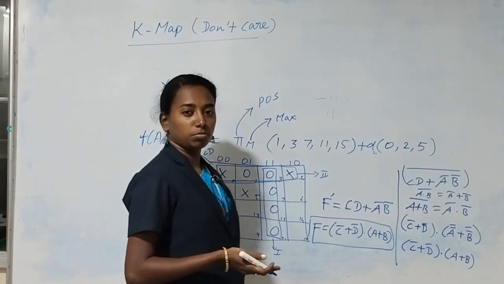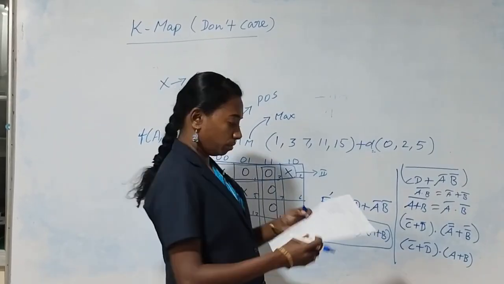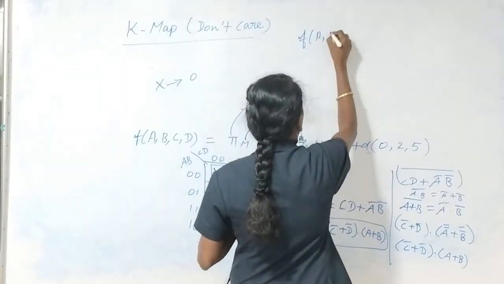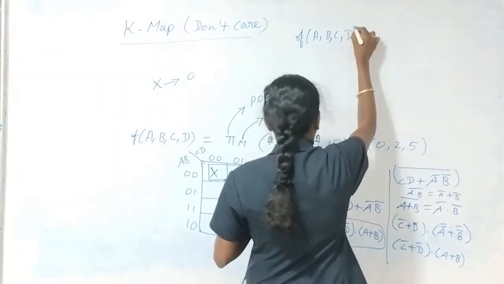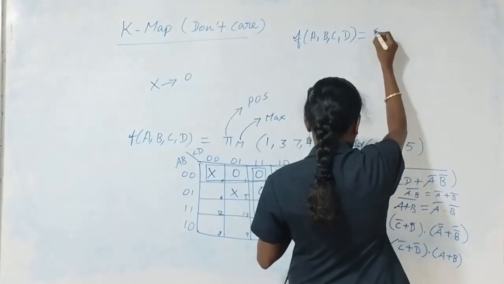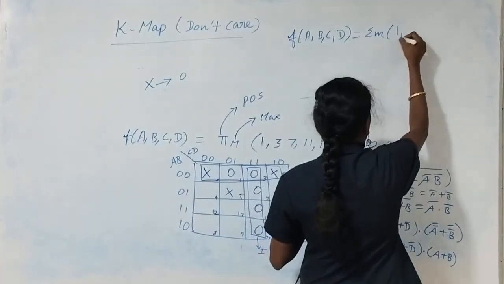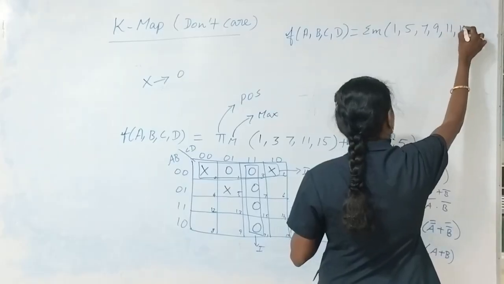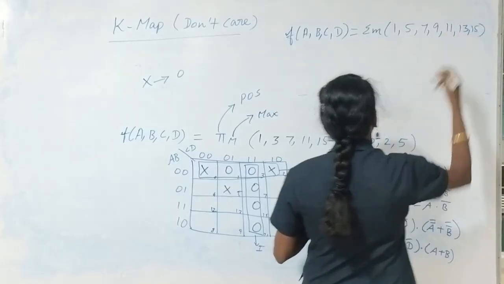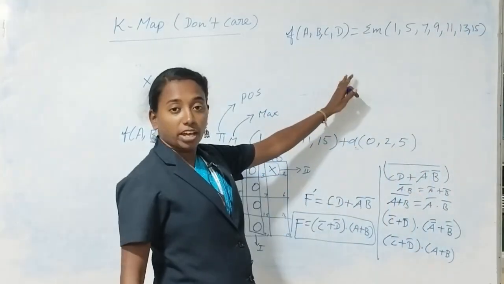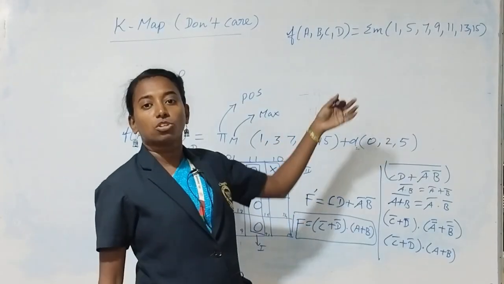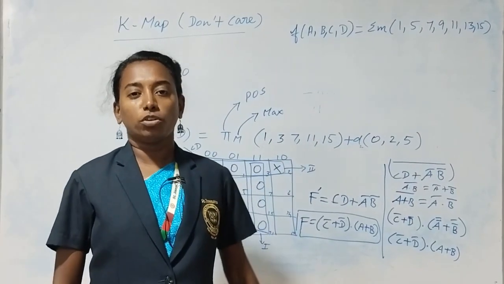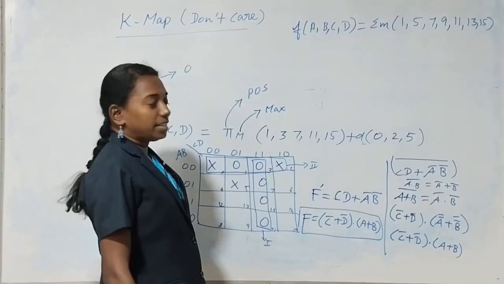I'll give you 2 more problems. You can work it out in your mind. Okay. So the first problem is f of A, B, C, D is equal to summation of m 1, 5, 7, 9, 11, 13, 15. Okay. So this problem you can work it out by yourself, and to solve more problems you can refer digital book by Ms. M. Angelin. Okay. That's all for today's session.